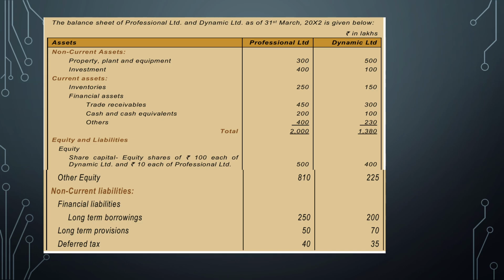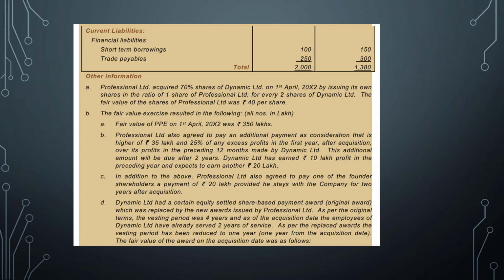The various data relating to PP, investments, inventories, the basic data, other equity, everything is given. Be very careful, rupees is given in lakhs, so you need to reproduce in lakhs. Deferred taxes, Professional Limited is 40 and Dynamic Limited is 35 lakhs.